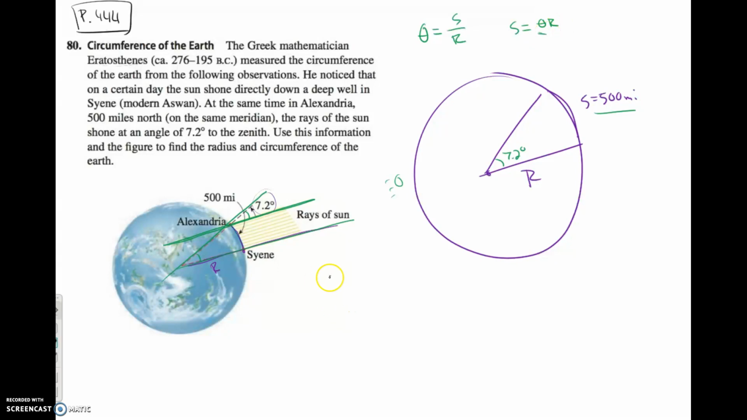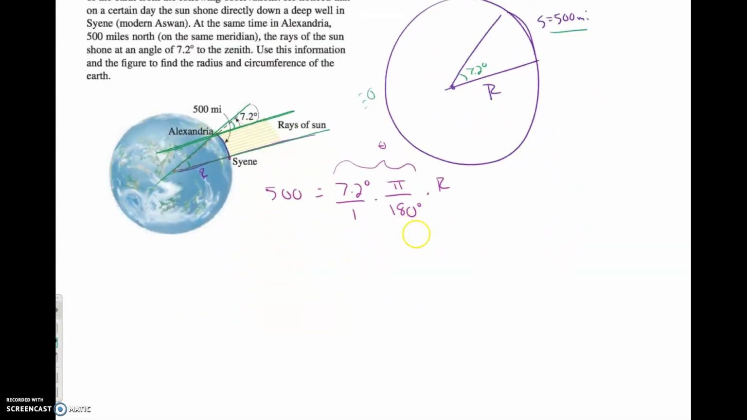So the arc length is theta, 7.2 degrees. However, I've got to convert that into radians, so I'm going to multiply by pi over 180 degrees. That's my theta, times the radius, which is unknown. In this problem, the arc length is known to be 500. So put 500 for the s, put this in for theta, and solve for r.